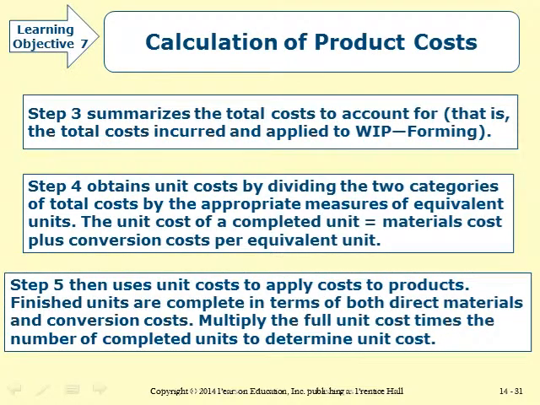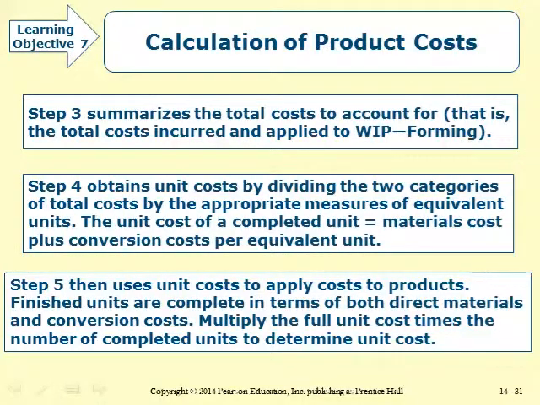So step 3 summarizes the total cost to account for. That is, the total cost incurred and applied to work in process forming. Step 4 obtains unit cost by dividing two categories of total cost by the appropriate measure of equivalent units. The unit cost of a completed unit, which is materials cost plus conversion cost per equivalent unit, is $3 plus $2.50, which equals $5.50.